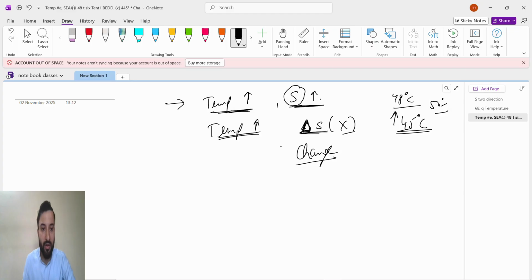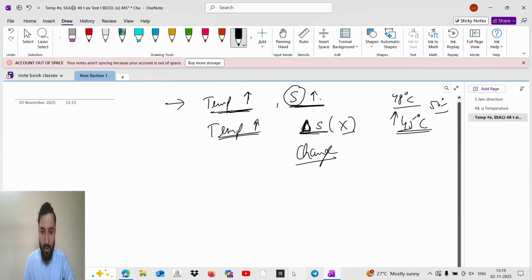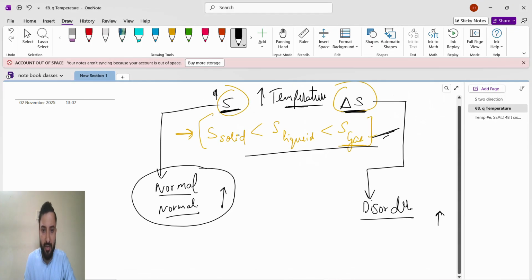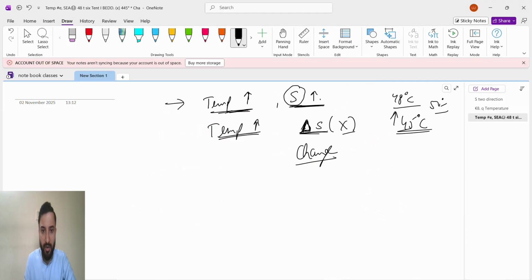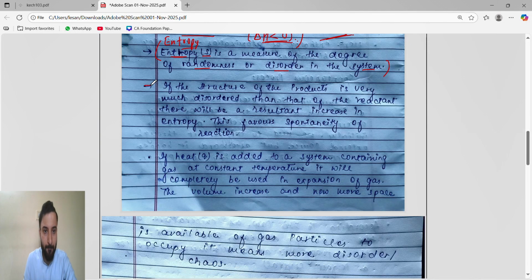Okay, so this point you can write. Entropy increases if temperature increases, but the change in entropy will not be affected. There will be an increase, but very little, negligible. Okay, I hope you understand this. After the entropy definition, you have to write this, and then you have to write this. Okay, after that we'll start with this point.